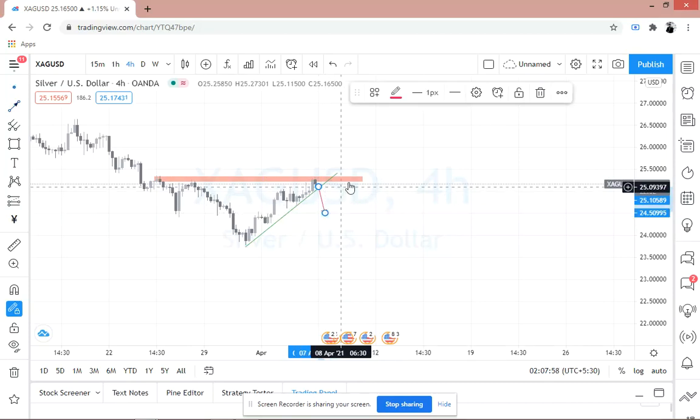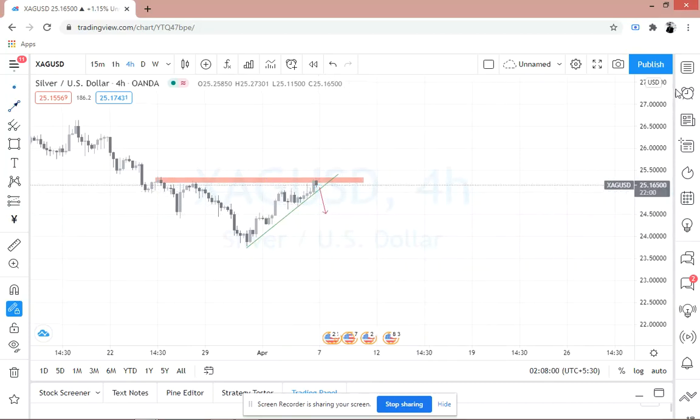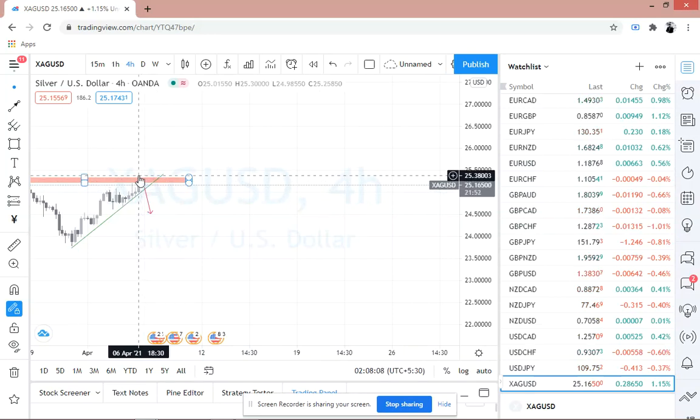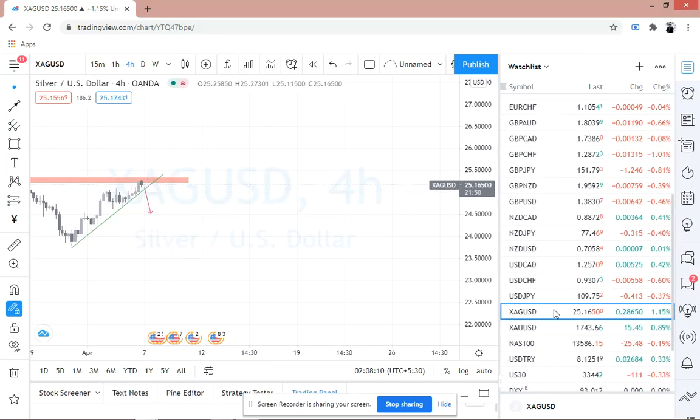Okay, so silver is still in a downtrend. These are corrections, but I'm expecting a downtrend movement. If the buyers are very strong, they should be able to break this resistance and the market should go up.